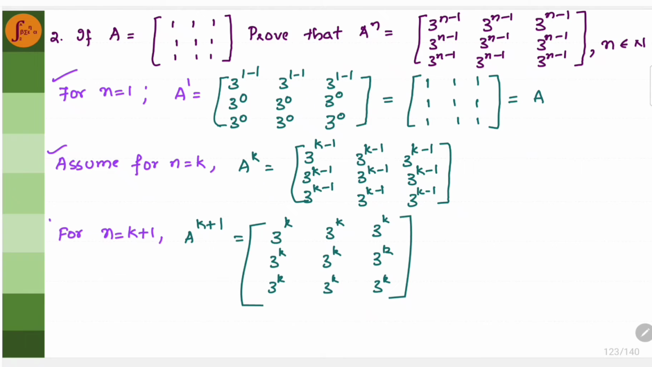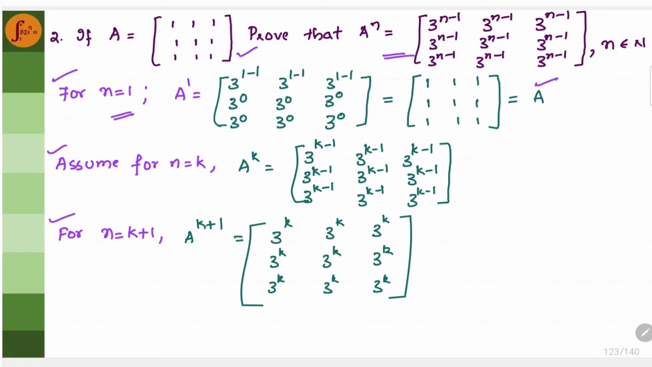Just remember these steps. It's a 3-step approach. First step, put n is equal to 1. A to the power 1 is going to be, substitute in this matrix for n is equal to 1. N is equal to 1. So it's going to be 3 to the power 0 everywhere. 3 to the power 0 is 1. So what did we get? We got matrix A. A to the power 1 is matrix A itself. So for n is equal to 1, this statement is true. When n is equal to 1, this matrix is true. You get 1, 1, 1. You get this matrix A.